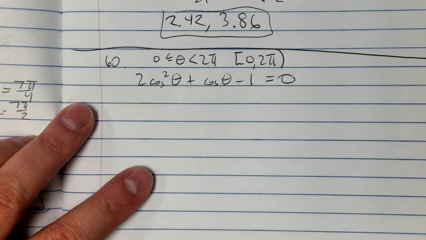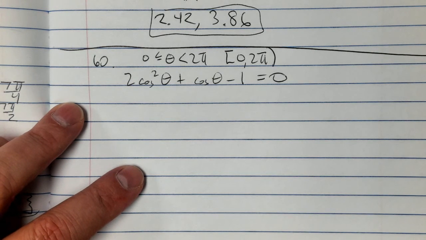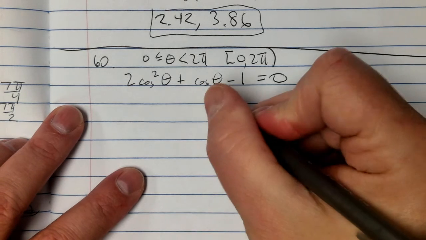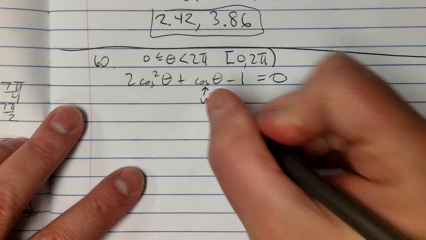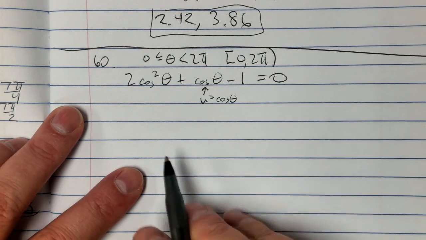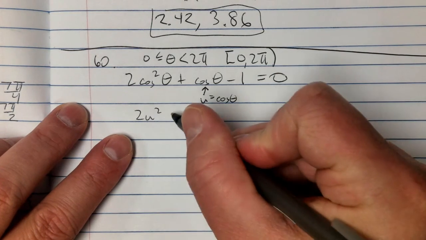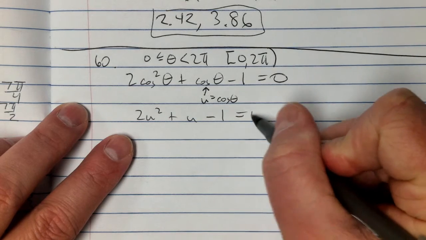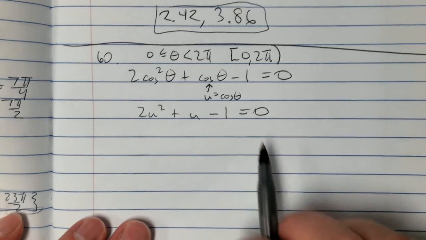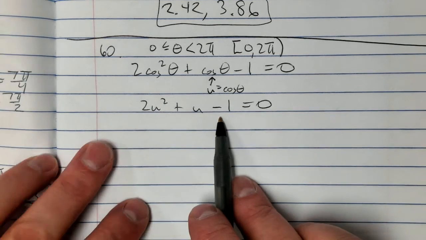So remember in the notes what we talked about on this: you could use your u substitution and factor. So the term that's in the middle is your u. So we're going to put u equal cosine theta and then change this to look like 2u squared plus u minus 1 equals 0. So basically you set your u to be the middle term and then figure out what it would look like.